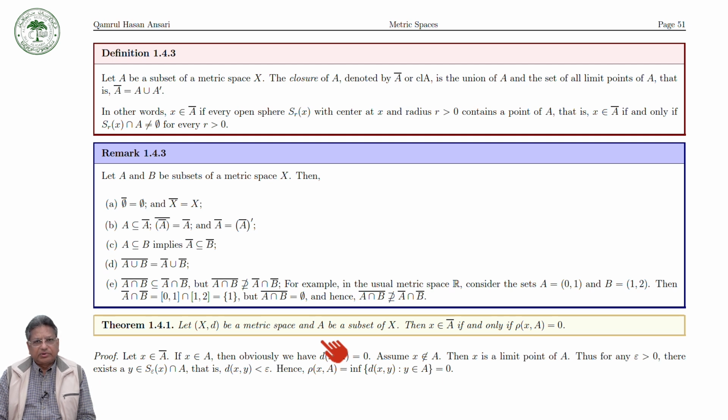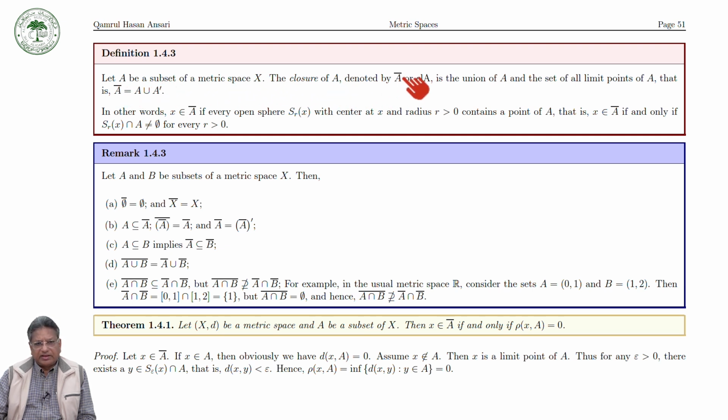This is our ninth lecture on metric spaces, and today we will discuss the closure of a set and the relation between the closure of a set and the closed set. We have already defined the limit point, and then we will define the closed set. Suppose A is a subset of a metric space X.